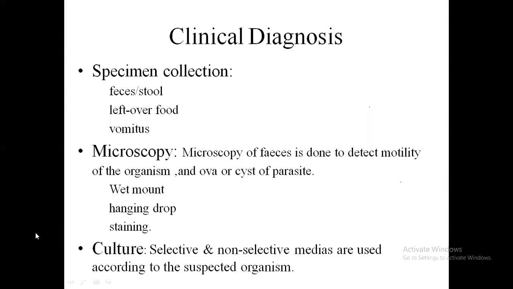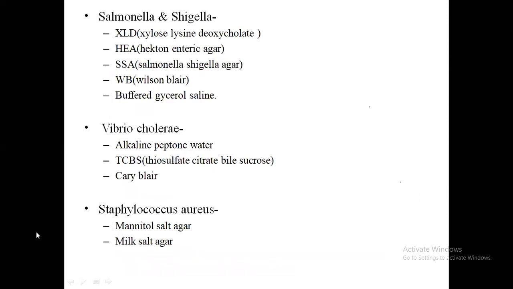And microscopy, they see under the microscope the organisms or ova or cyst of parasite. See the wet mount, hanging drop, and staining. These are the few techniques that you use for the separation or identification of the organisms. And also culture is very important to see what organism they grow. Selective and non-selective media are used according to the suspected organism.